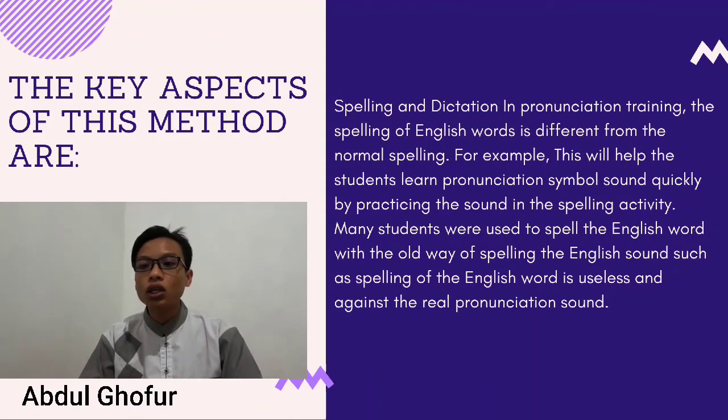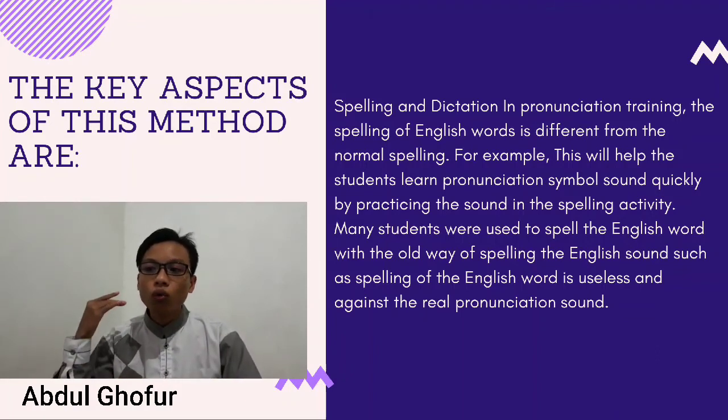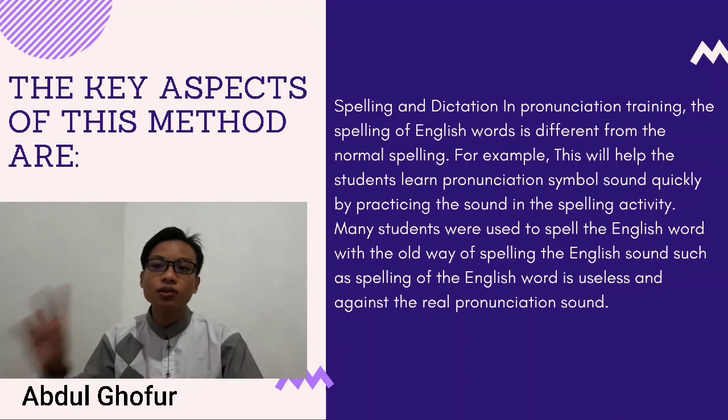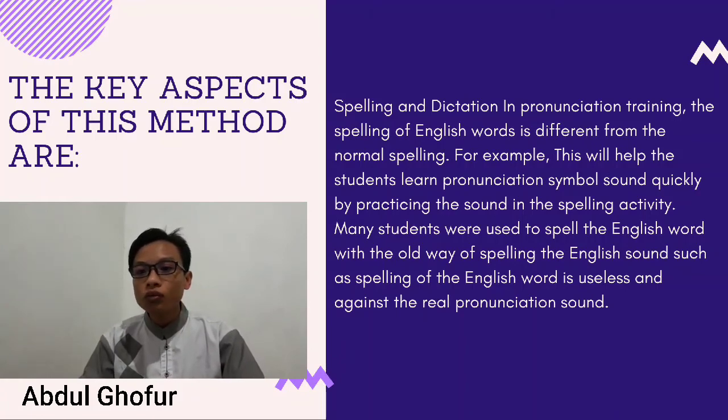Next, spelling and dictation in pronunciation training. The spelling of English words is different from the normal spelling. For example, this helps students learn pronunciation symbols and sounds quickly by practicing the sounds in spelling activities. Many students were used to spelling English words with the old way of spelling English sounds, such that the spelling of English words is useless as a guide to the real pronunciation sound.